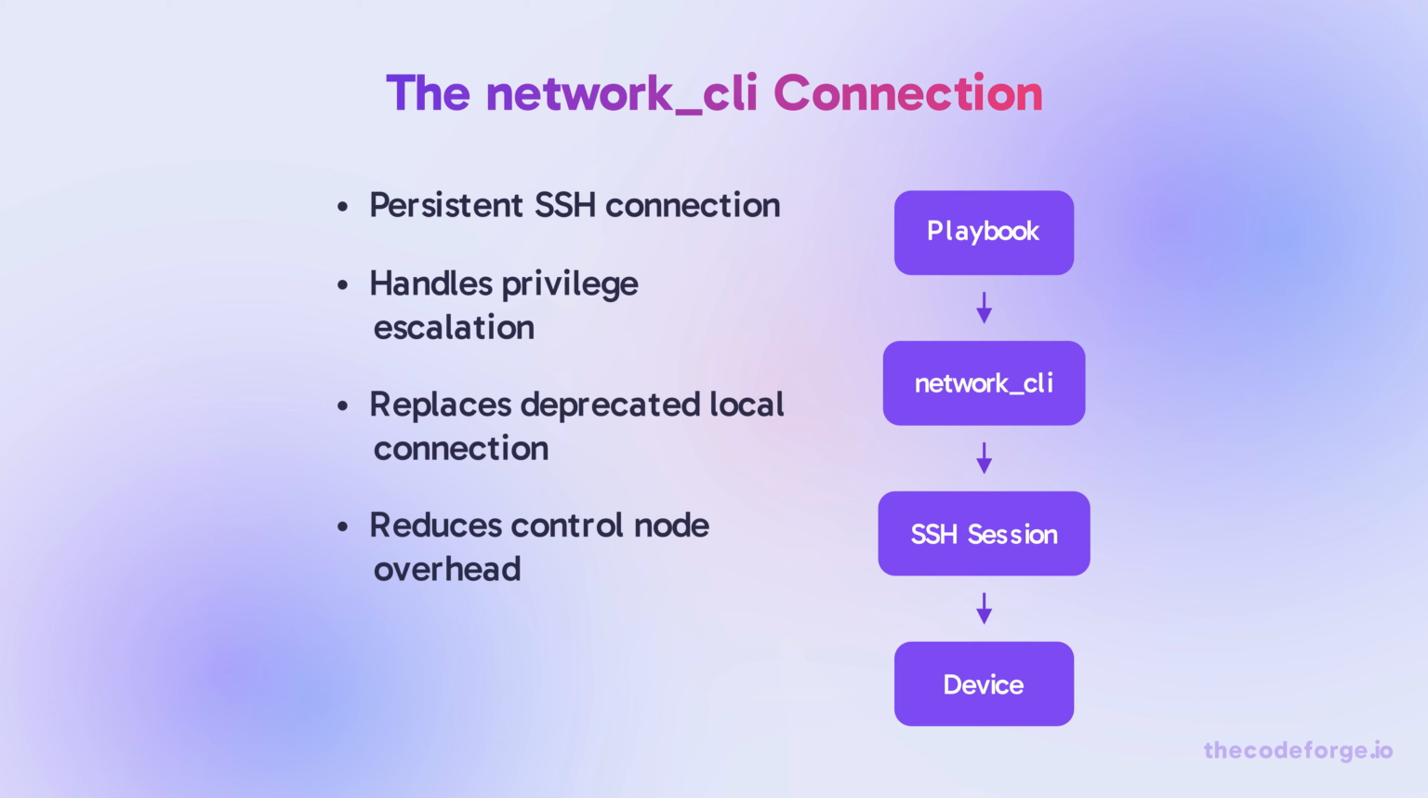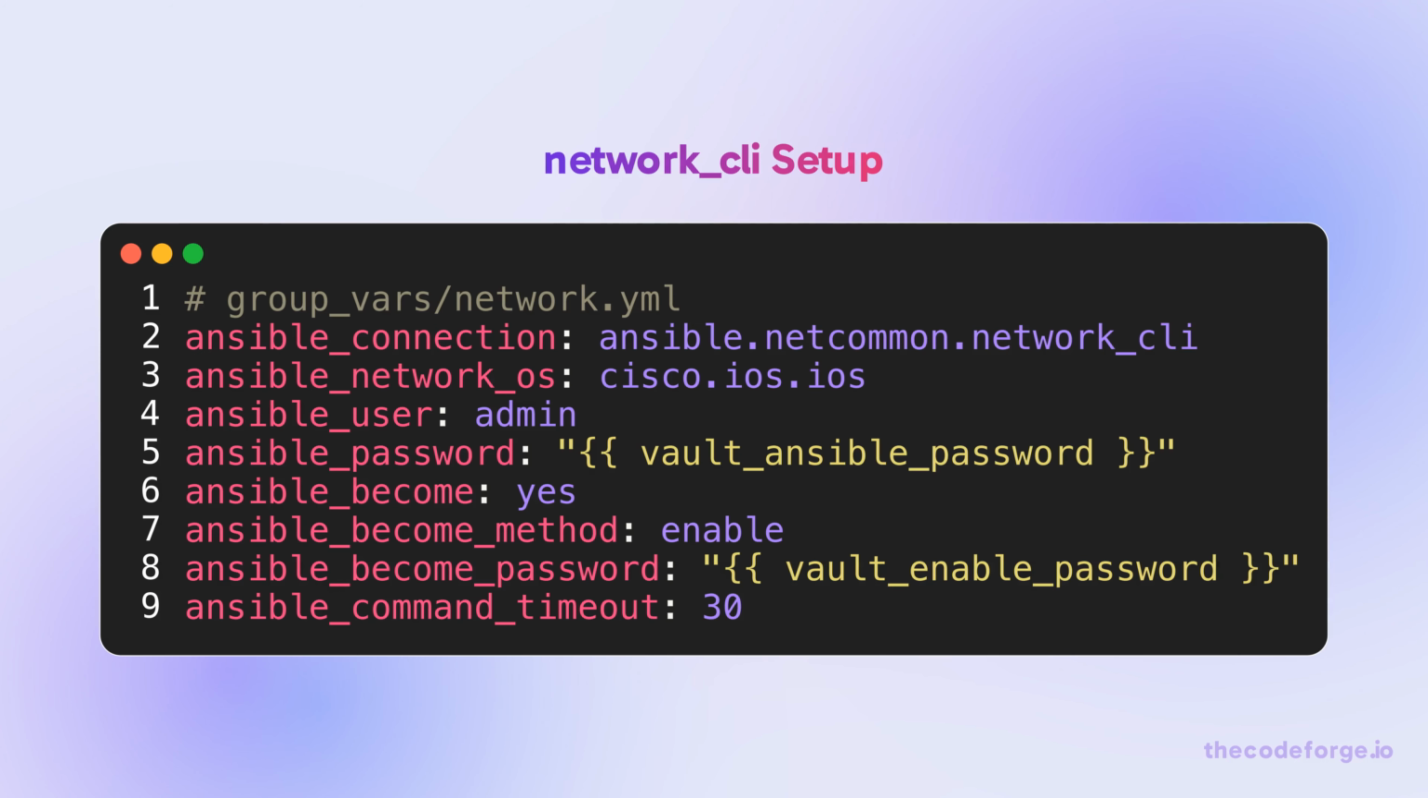It maintains a single SSH connection for the entire playbook, handles enable mode automatically, and parses device prompts. Here's a production setup for Network CLI. Always set ansible_connection explicitly to network_cli and use Ansible Vault for credentials.